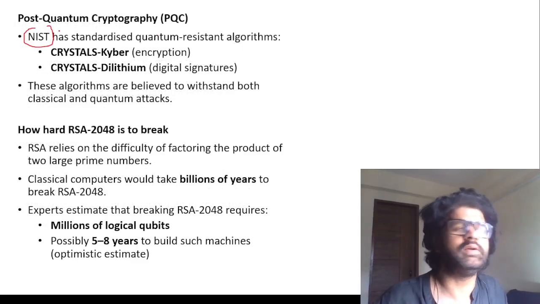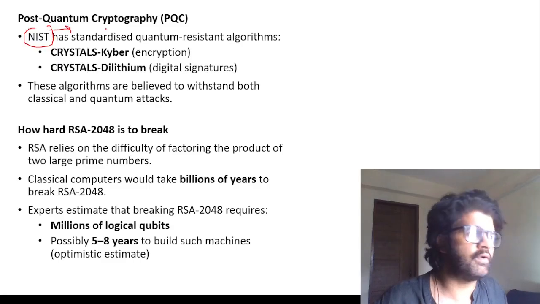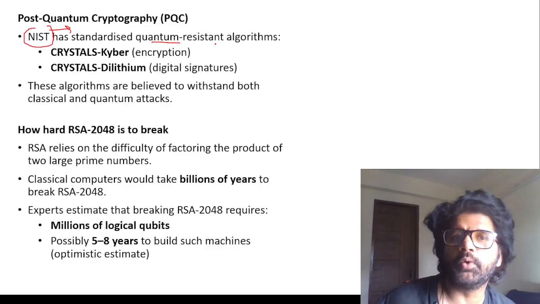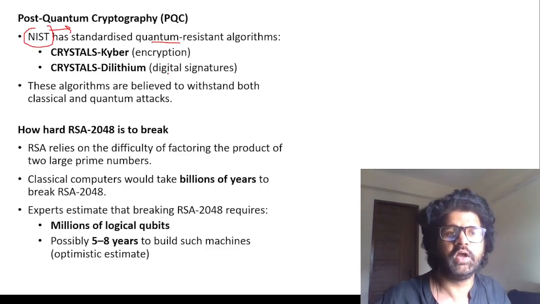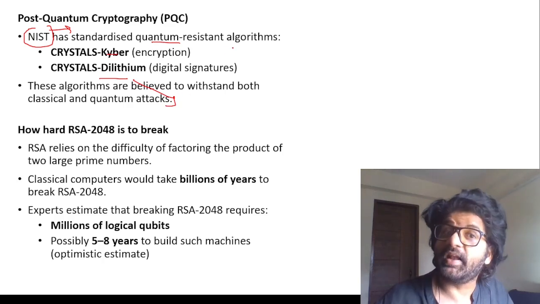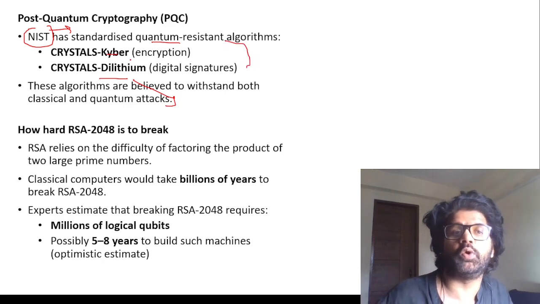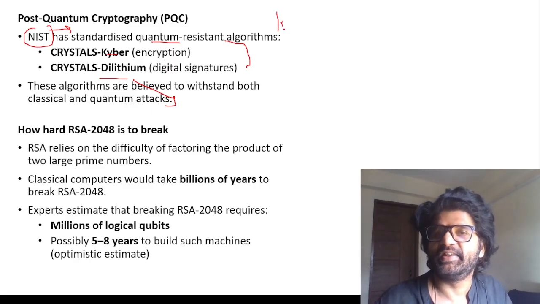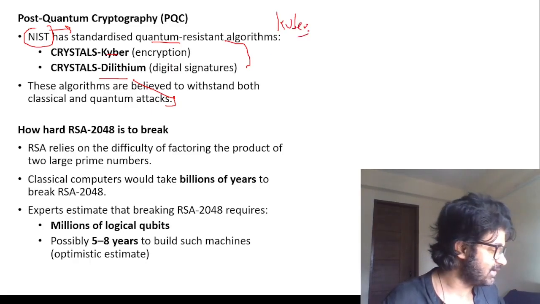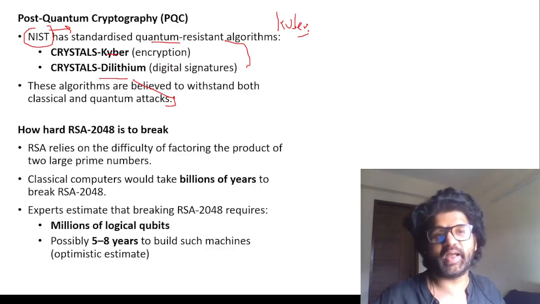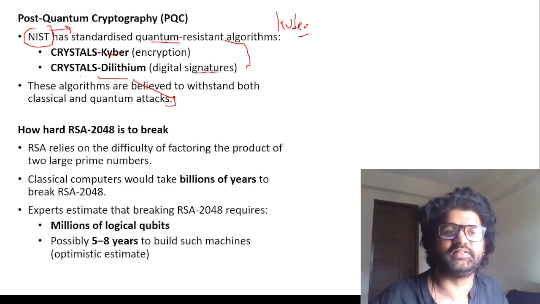This is NIST, the National Institute of Standards and Technology of the US, which is preparing quantum resistant algorithms. Even a quantum computer cannot break those algorithms and encryption. Crystals Kyber and Crystals Dilithium. They can ask you what Crystals Kyber and Dilithium are associated with. It's not Kuber, it's Kyber. Kuber was one of my colleagues when I used to work in Sleepy Classes. There was Kuber sir, an awesome guy. So Kyber is for encryption, and Dilithium is for digital signatures.